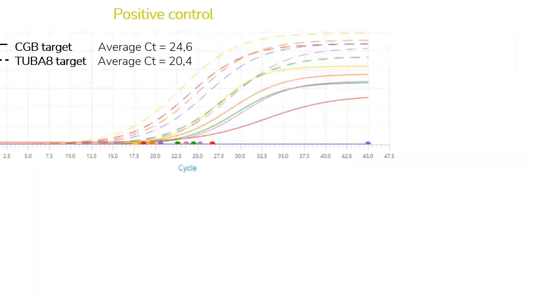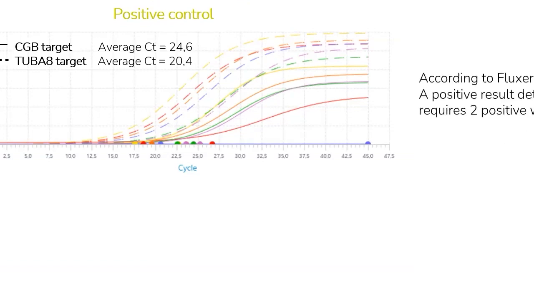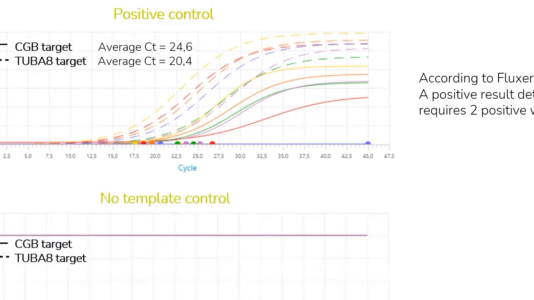Our Solis Fast Probe qPCR mix without UNG showed great results: high fluorescence signal, good CT values, and high agreement between technical replicates. According to Fluxergy, a positive result determination with their analyzer requires only 2 positive readouts, which was more than fulfilled with our mix. Also, there was no amplification in no template control.